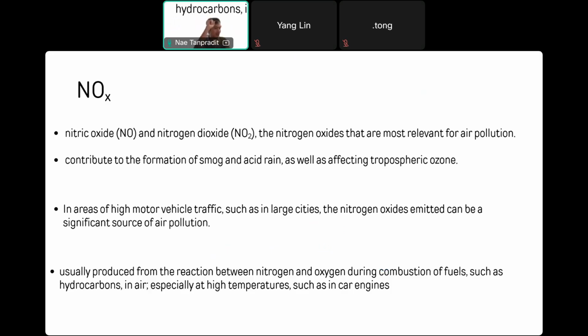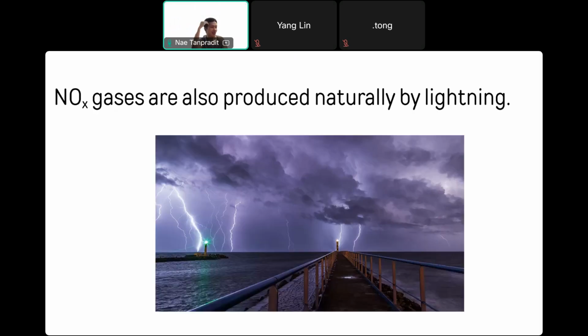Okay, let's get back to the other part of the AQI, which is NOx. It's composed of two gases: nitric oxide, or NO, and nitrogen dioxide, or NO2. Mainly we see more NO2 than NO, and again it contributes to the formation of smog and acid rain, affecting the tropospheric zone. The tropospheric zone is the zone that we live in.